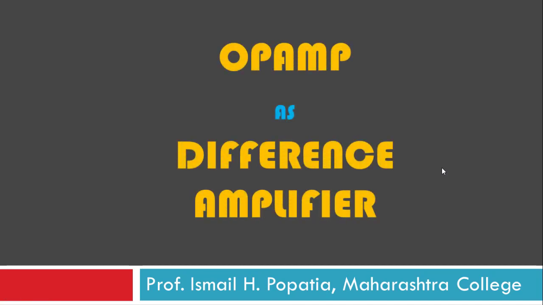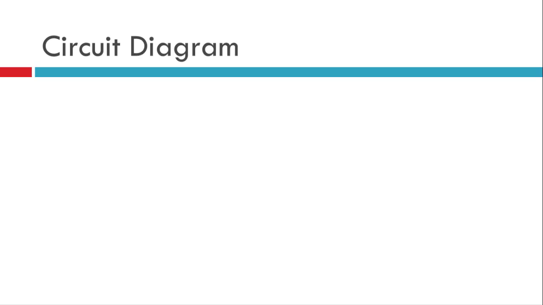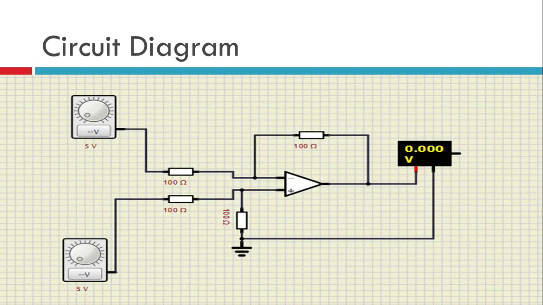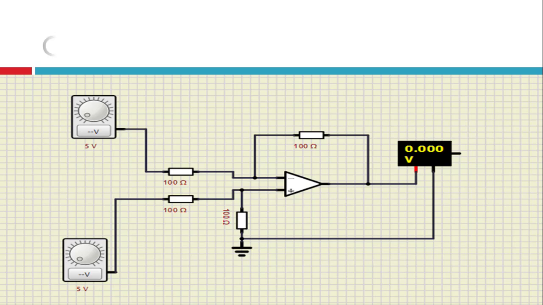In this particular session, we'll study the application of OPAMP as a difference amplifier. So first of all, let us see the circuit diagram. We'll be using this particular circuit diagram with OPAMP and two input supplies. Let us see each and every component.